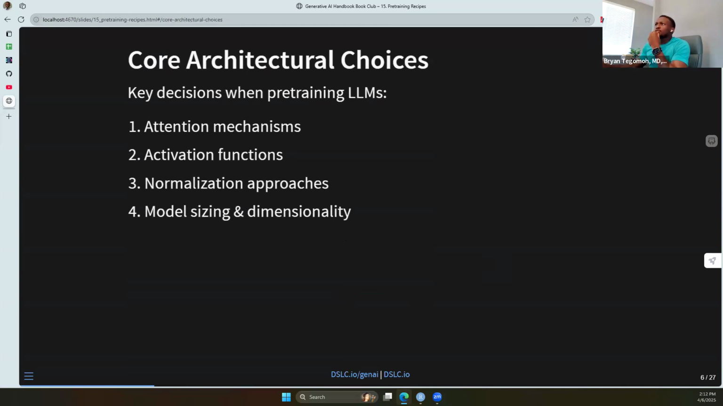And there are four main decisions that are crucial when training a large language model. The first is attention mechanisms, then activation functions, different normalization techniques, and then model sizing and dimensionality. I think each choice here impacts the performance and the efficiency of the models, and I'll briefly touch on each of these.